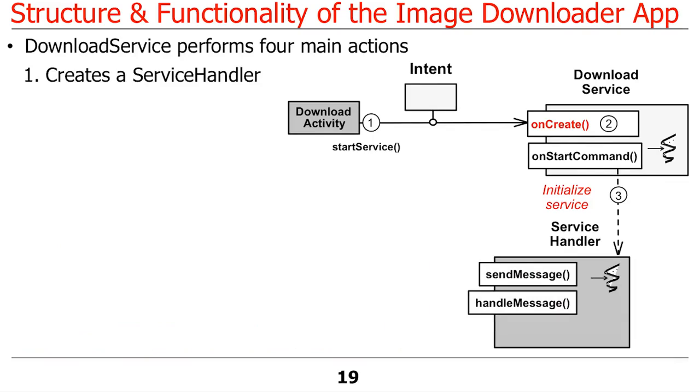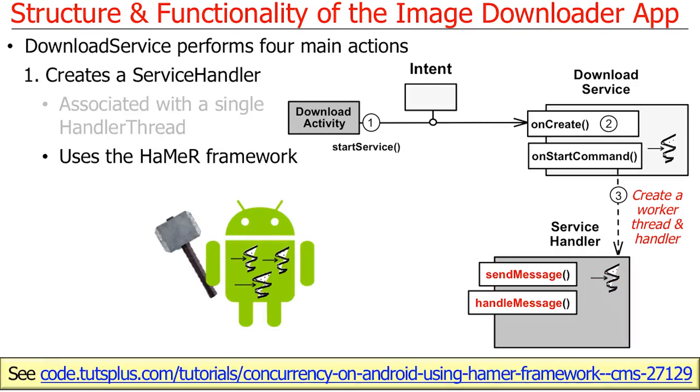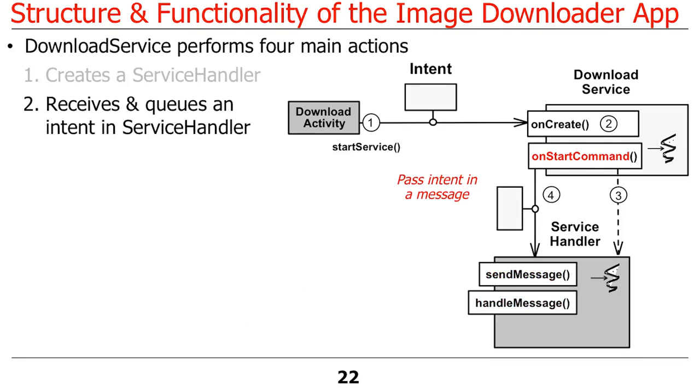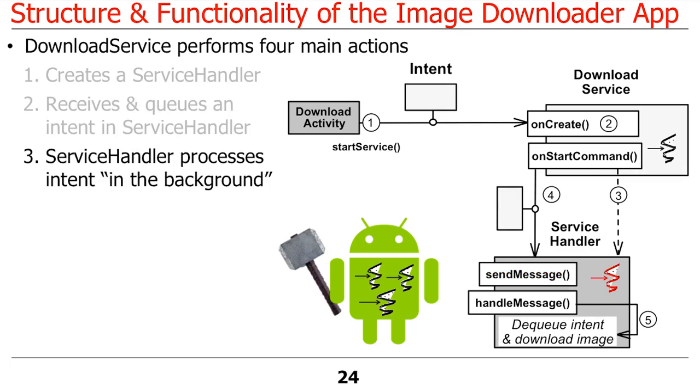The download service first creates a service handler in the onCreateHook method, which is used to initialize the service. This service handler is associated with a single handler thread that will be used to process intents in the background. The intent processing is performed via the Hamer framework. When the onStartCommand is called, it receives the intent and then queues it inside a message in the service handler by calling the service handler's sendMessage method via the Hamer framework. The service handler then processes this intent in the background, in the handler thread.